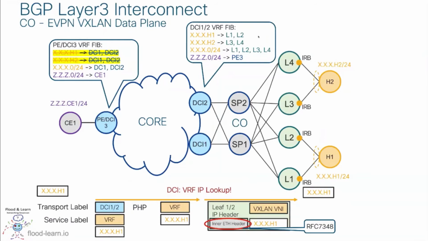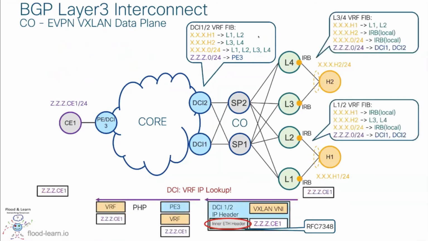What is very important, based on RFC 7348, is that I also have to impose the inner Ethernet header. So basically, I have to impose the inner Ethernet header for this packet with the H1 destination address and send it to the leaf. From the opposite direction, it's very similar. Leaf 1 will send the packet first to the DCI, and the DCI from the VXLAN will do the interconnect to the MPLS. So again, just a different data plane in the CO.